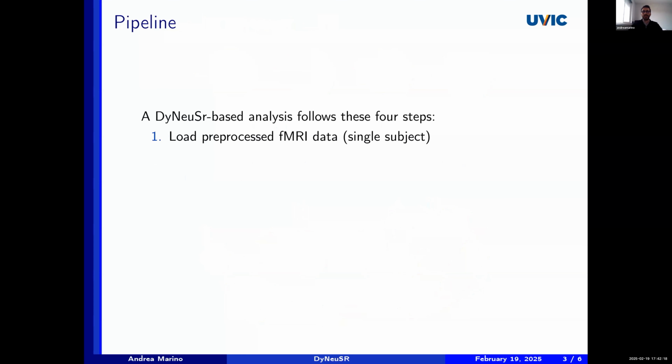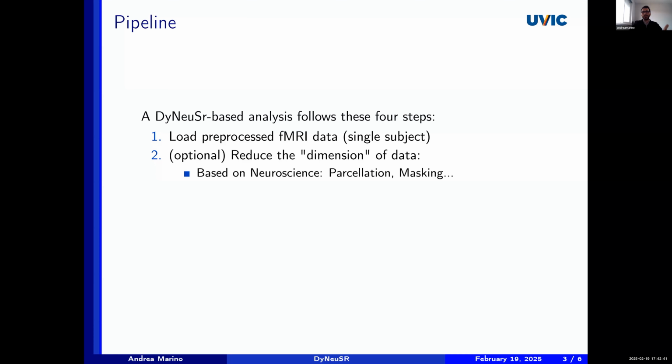So what is the pipeline of DyNeuSR-based analysis? First thing, of course, we load our data, one subject, and we will not delve into preprocessing. Second step, it's optional, but actually it's very important for performance and to avoid the curse of dimensionality. We can reduce the dimension of a single time frame from many pixels to a few numbers in basically two ways based on neuroscience. So we can do some masking.